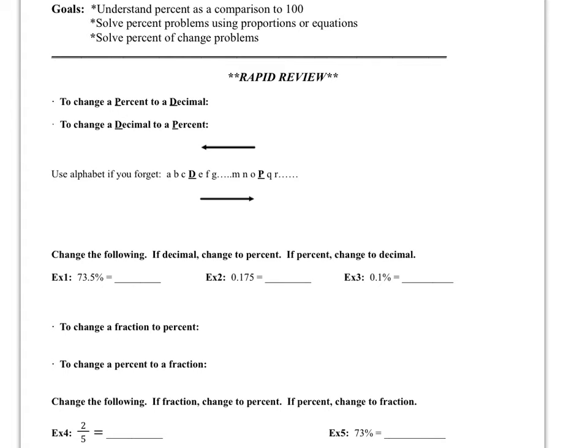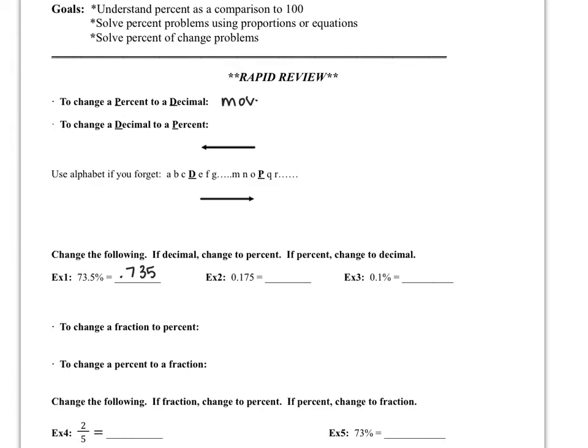So in this unit, we're going to do some quick percent review, and then we're also going to practice finding percent problems. So first, let's talk about changing a percent to a decimal. For example, down here, I have 73.5%, and I want to change that to a decimal. The way that I do that is I'm going to move my decimal point 2 places to the left. And so this would end up being 0.735.